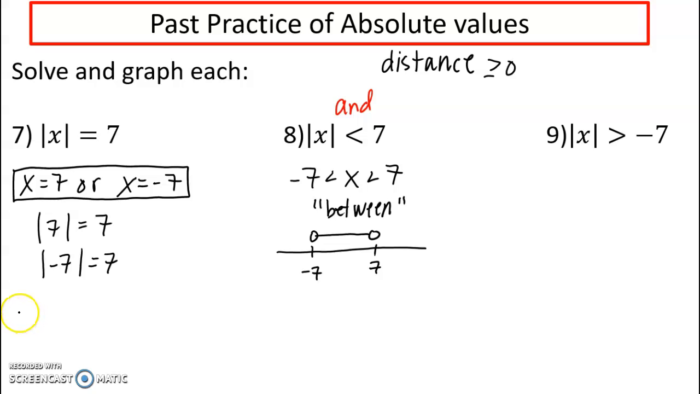And I should have, let me go back to number 7. If I were to graph this, because this is an equation, it's just negative 7 or 7 could be answers. So they just get solid dots.